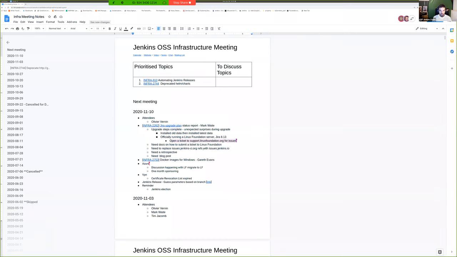I propose to move directly to the next topic, which was the Docker image for Windows. Garrett, do you have any news here that you want to share? Yeah, I mean, that's pretty much done, I'd say.